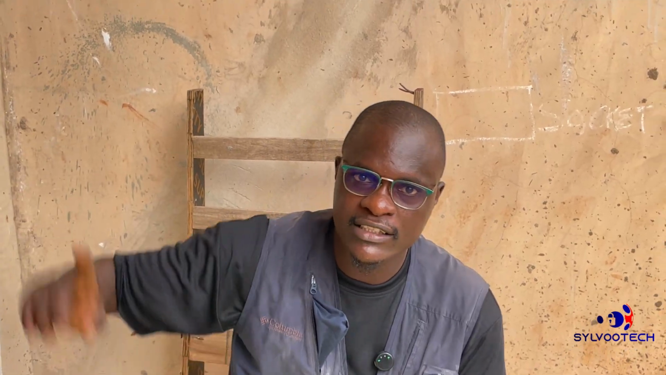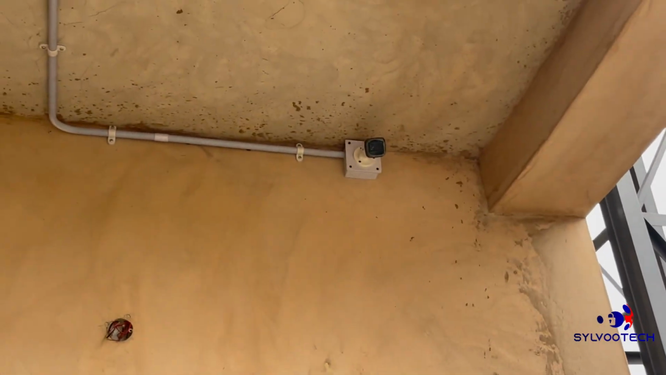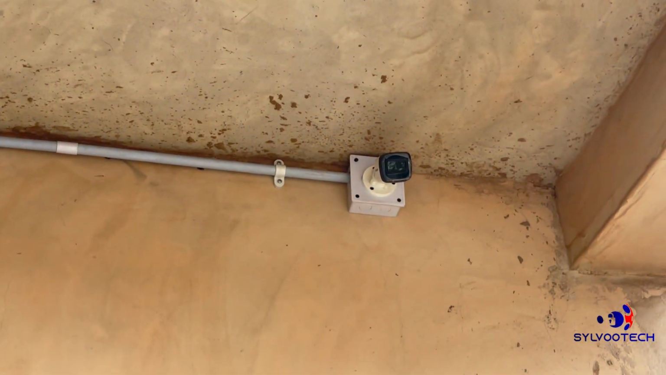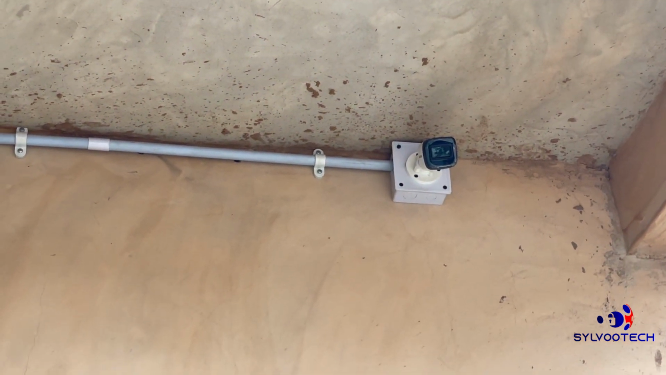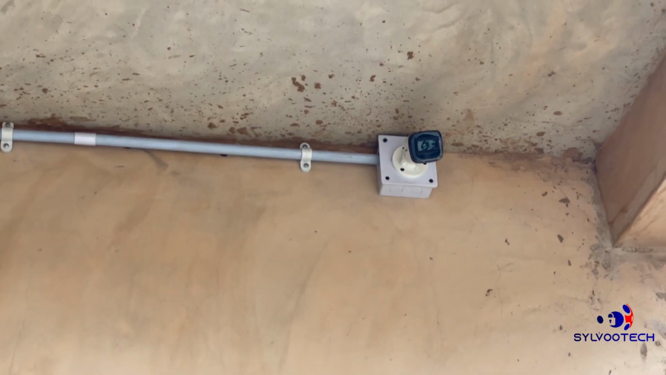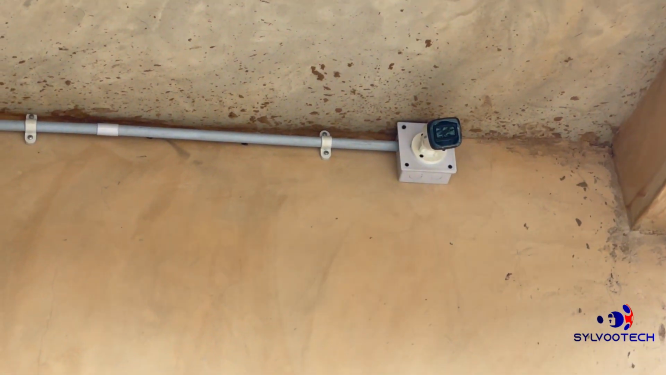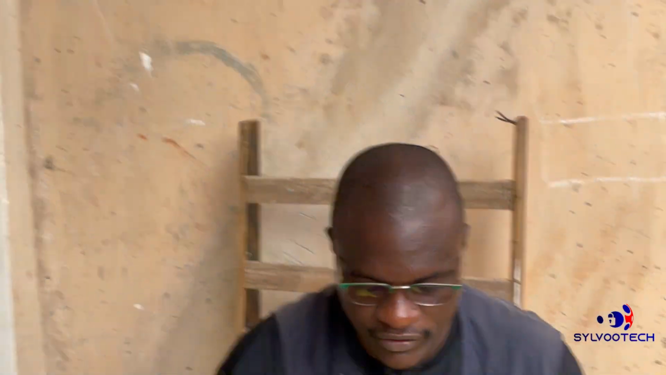So as you can see, this is an access point. This one was installed yesterday. From here, the cable runs to the server room. Before you do this installation, you have to do the testing of the cable. So now I want to show you how to do the testing of the cable.